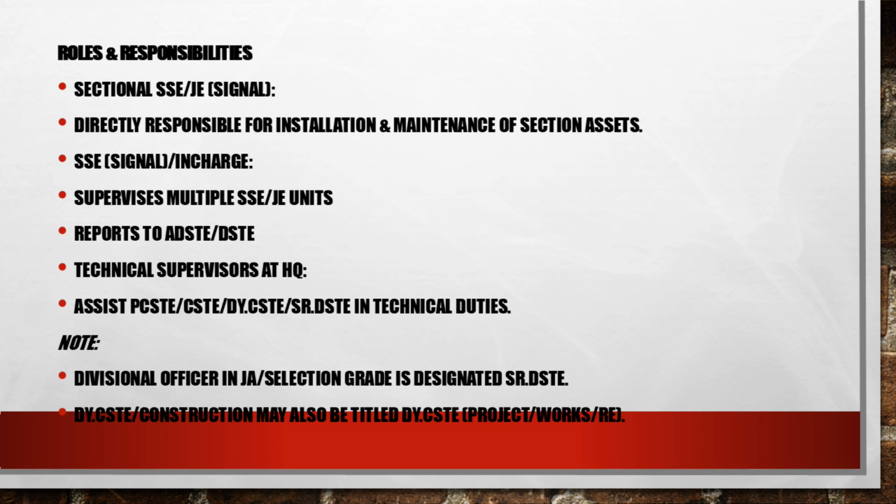Roles and responsibilities. The sectional SSC or JE is directly responsible for installation, upkeep, and maintenance in their allotted section. The SSC signal in charge supervises multiple sections and reports to the ADSTE or DSTE. Some technical supervisors are posted in headquarters or construction organization to assist officers in planning, checking documents, and handling specialized duties. Note that if the divisional officer is in a higher grade, they are designated Senior DSTE.